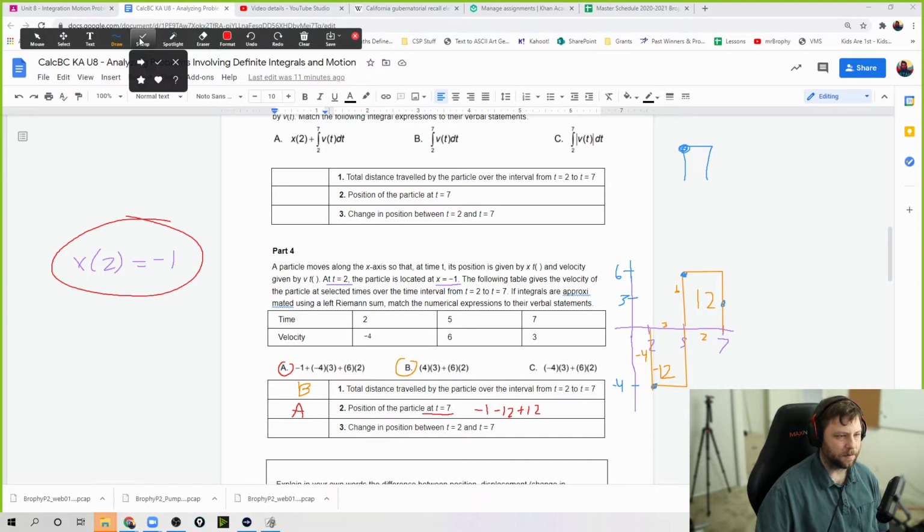And your change of position is going to be how much you change from each of those. So it's going to be the -12 plus 12. It's going to be 0 because you go backwards, and then go back forward. So that would be C. And that's how you'd fill out those. It's useful. If they asked you to do Riemann sums, they could come up. There's your picture. Questions on that?